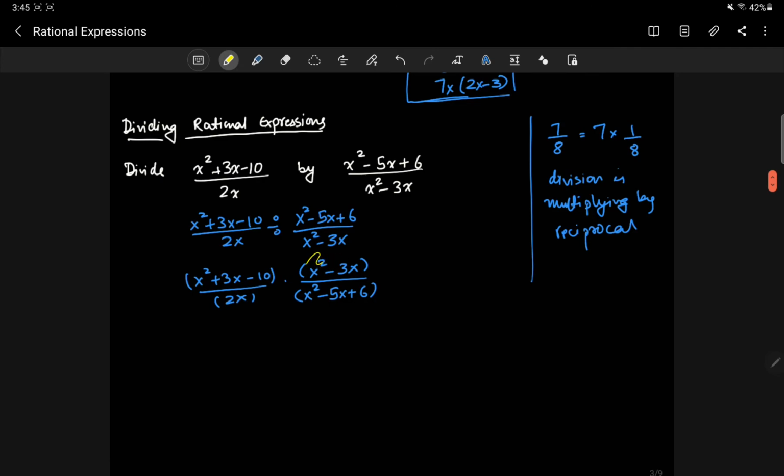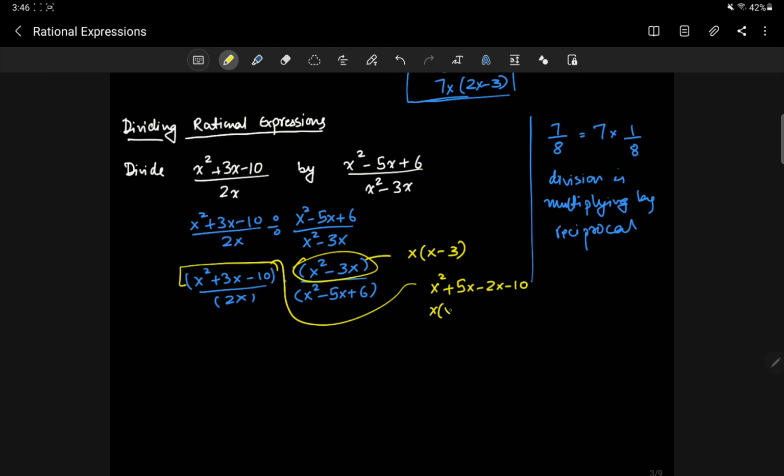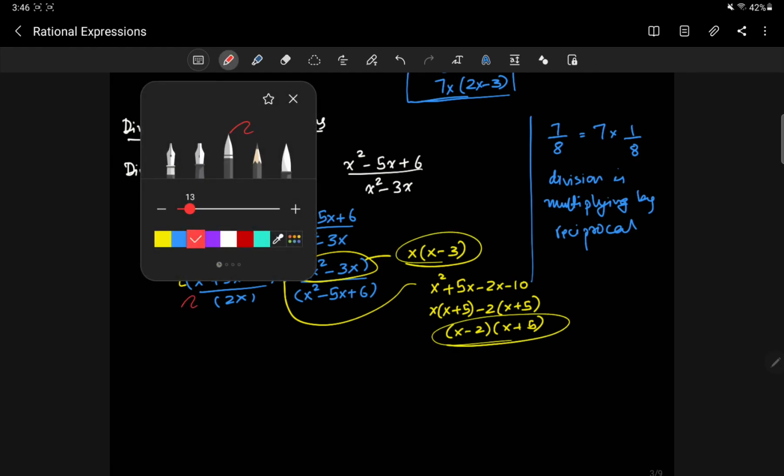our numerators. So this one is straightforward. It's x times (x - 3). This one, not so straightforward, but x² + 5x - 2x - 10, x times (x + 5) - 2 times (x + 5), (x - 2) times (x + 5). So those are our numerators.